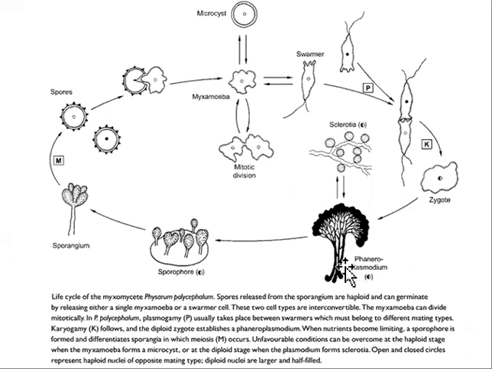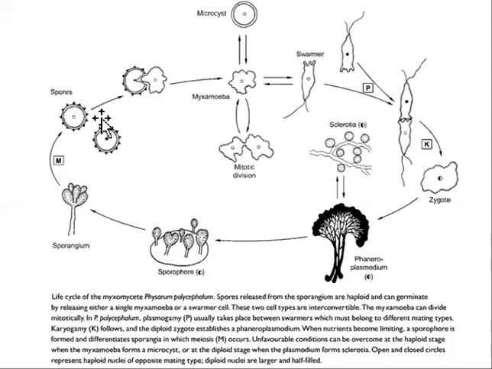It gives rise to a sporophore under appropriate conditions. The haploid spores are dispersed by wind or insects. These sporophores produce sporangia, and sporangia produce spores by meiosis, and these spores are dispersed by wind or insects. In the presence of moisture, they germinate by releasing either amoebae or zoospores.